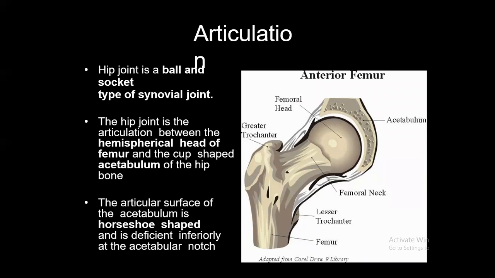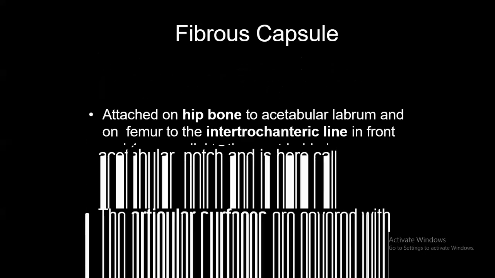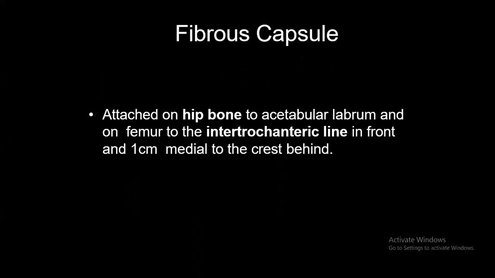The articular surface of the acetabulum is horseshoe-shaped and deficient inferiorly in the acetabular notch. The cavity of the acetabulum is deepened by the presence of a cartilaginous ring called the acetabular labrum. The labrum reaches across the acetabular notch and is here called the transverse acetabular ligament. The articular surfaces are covered with hyaline cartilage. The fibrous capsule is attached on the hip bone to the acetabular labrum, and on the femur to the intertrochanteric line in front and 1 cm medial to the crest behind.